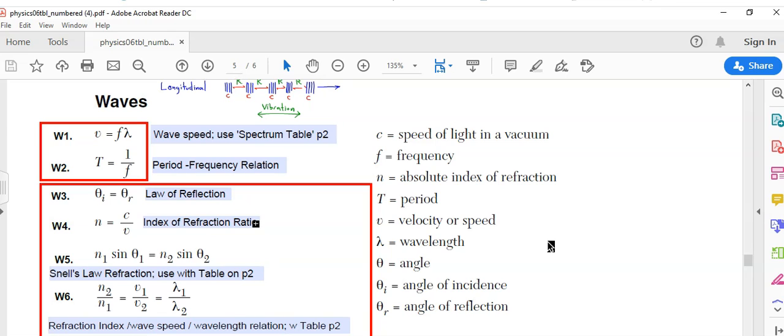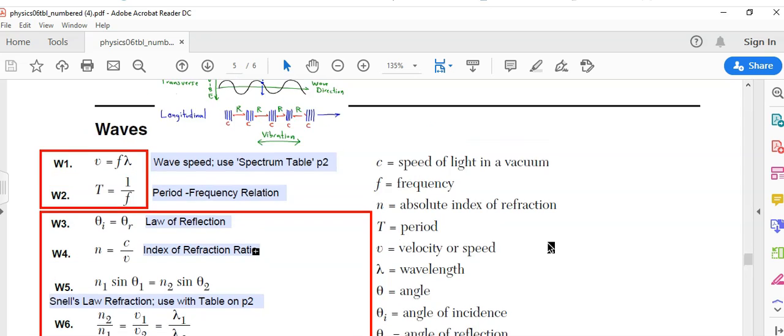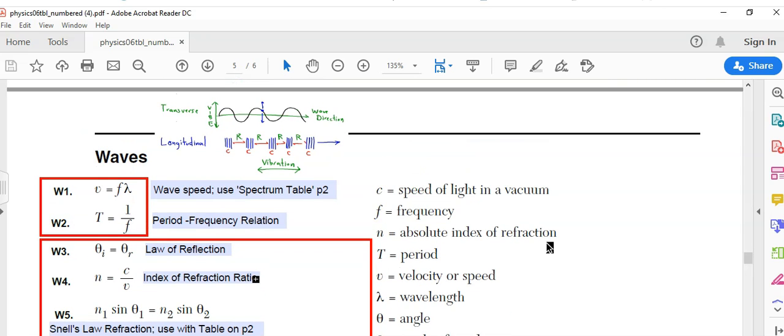I have open in front of you the reference table, and we've been using equations W1 and W2. I just wanted to point something out before we start the problem, that I have these two doodles up top over here. The first doodle is a transverse wave, and it shows the vibration direction is up and down while the wave direction is moving to the right.